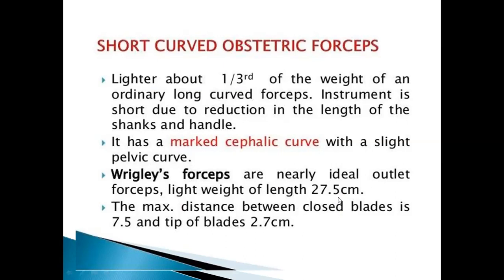And the maximum distance between the closed blades is 7.5 centimeter and the tip of the blade is 2.7 centimeter. So the tip difference will be 2.7, and with the closed blades, the maximum distance is 7.5 centimeter.